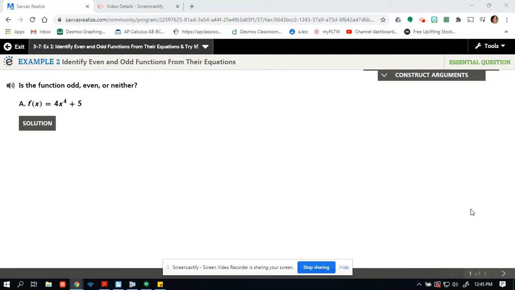Hello everybody! In this video we're going to identify even and odd functions from their equations. This again is from enVision's Algebra 2, Topic 3, Lesson 7. So we're going to determine if this is an even, odd, or a neither function.